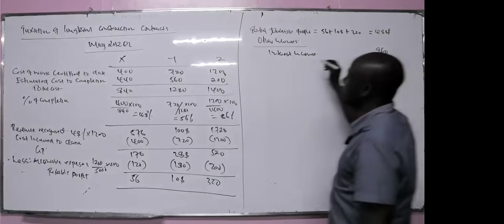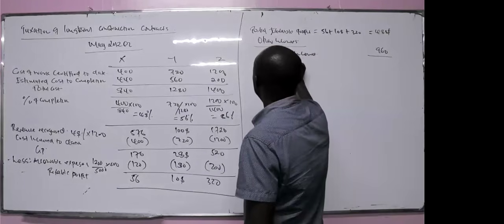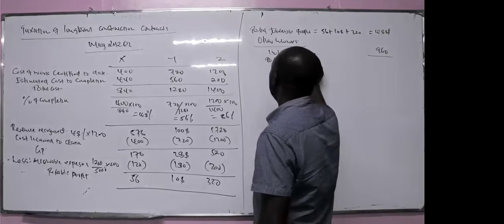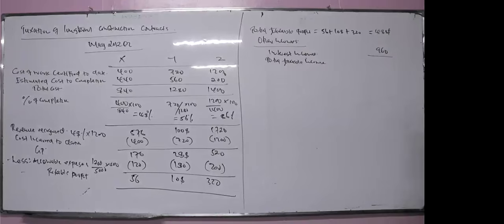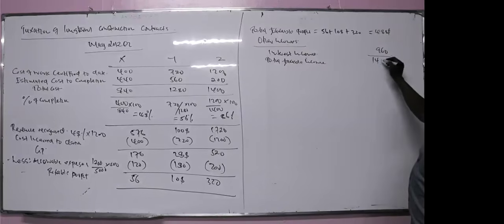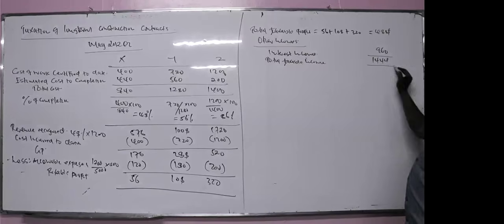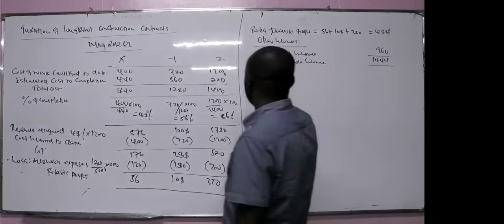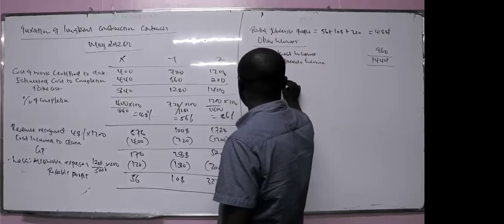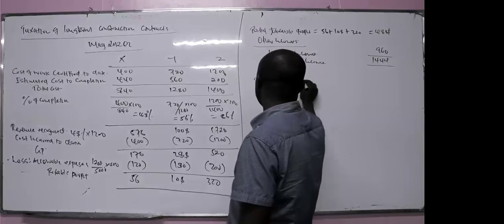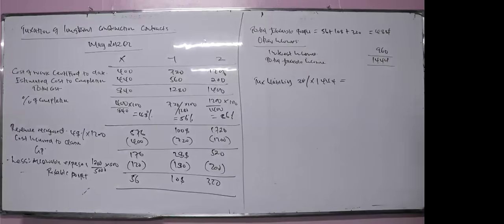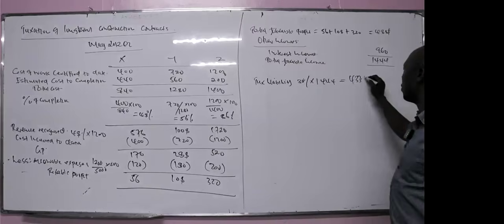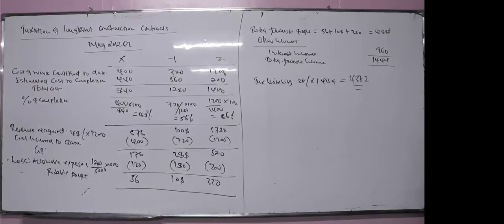Then we get the total taxable income. Total taxable income is 1444. And then here we determine the tax liability. Tax liability is going to be 30% of 433. So that is how we do for percentage of completion.